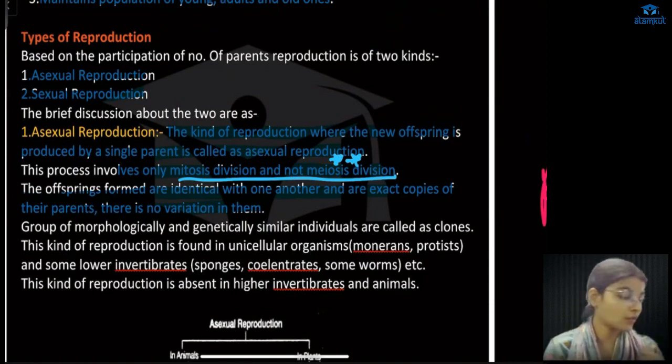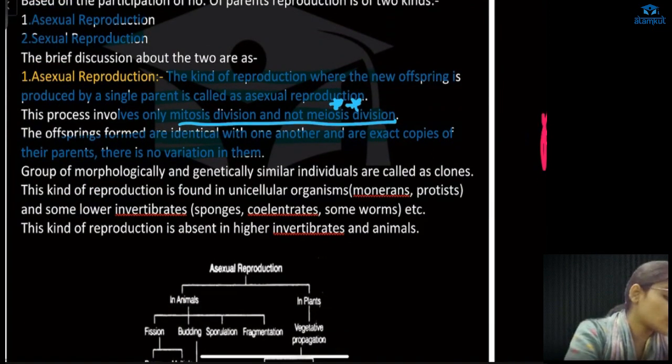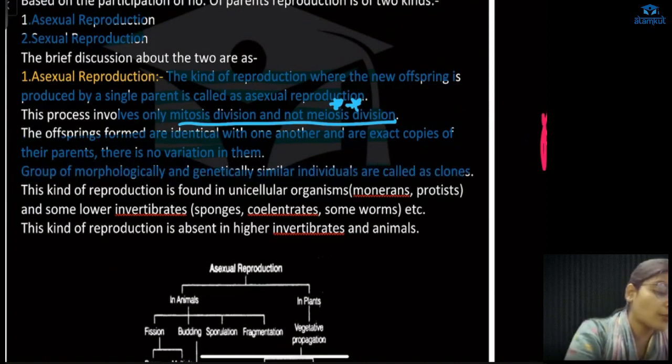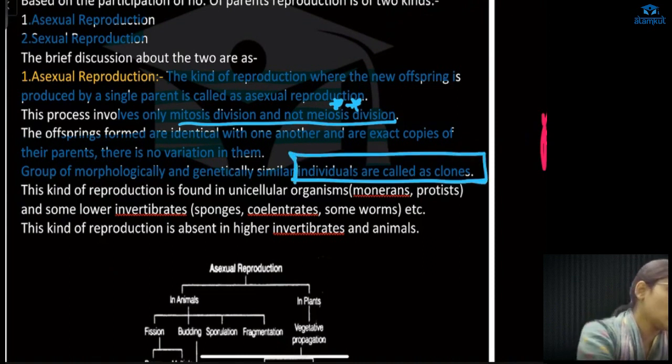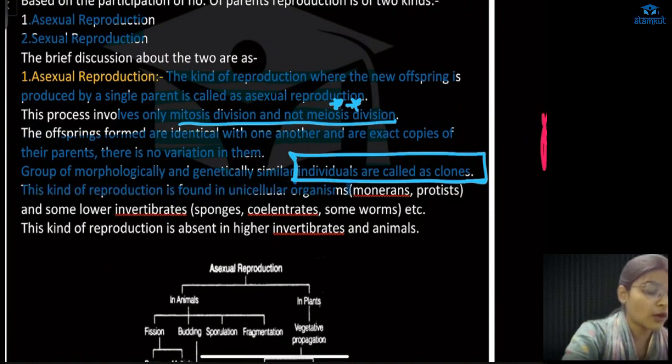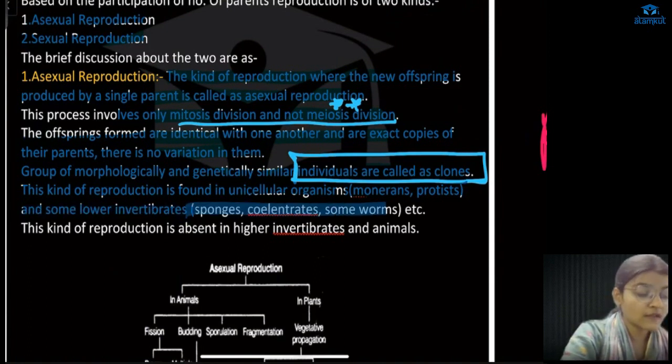Now, a group of morphologically and genetically similar individuals is called what? Clones. And clones are formed due to asexual reproduction. This kind of reproduction is found in unicellular organisms, in monerans, in protists, and in some lower invertebrates like sponges, coelenterates, and some worms.